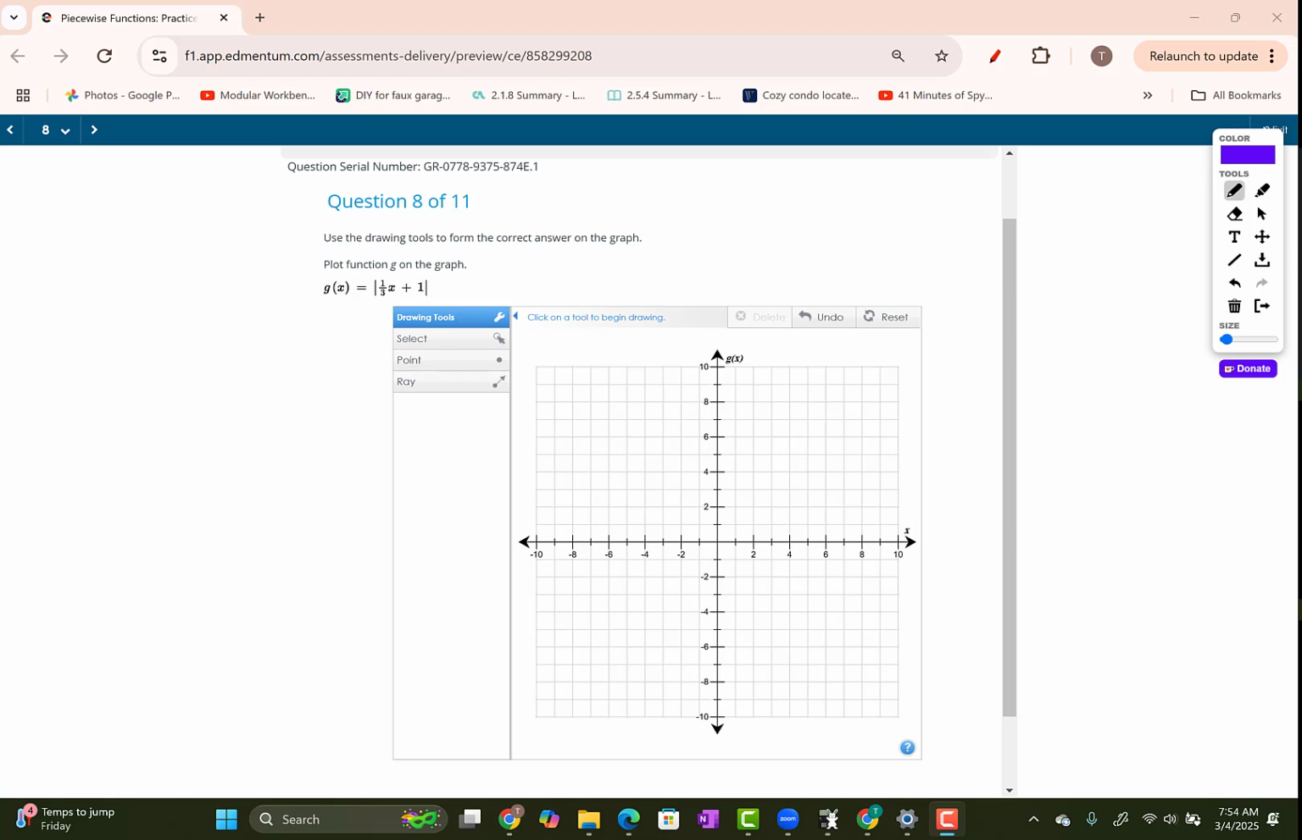Question 8. Use the drawing tools to form the correct answer on the graph. Plot function g on the graph. So this is an absolute value function, so you should remember this is going to be a V-shaped function. So typically the key would be, okay, let's find the vertex first.